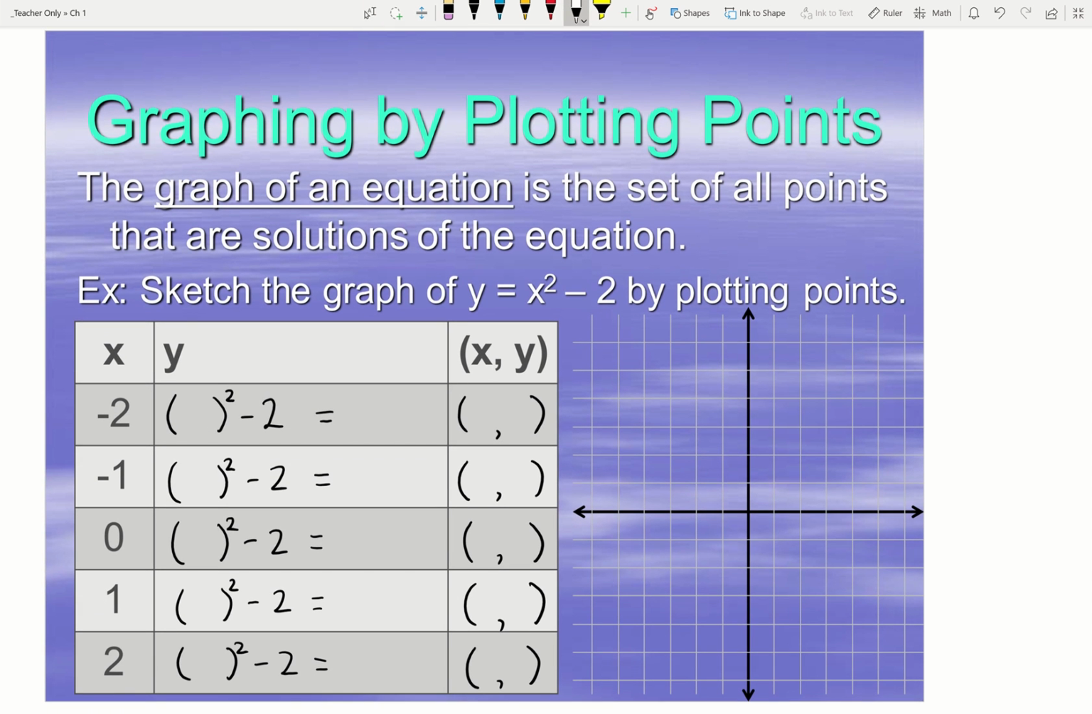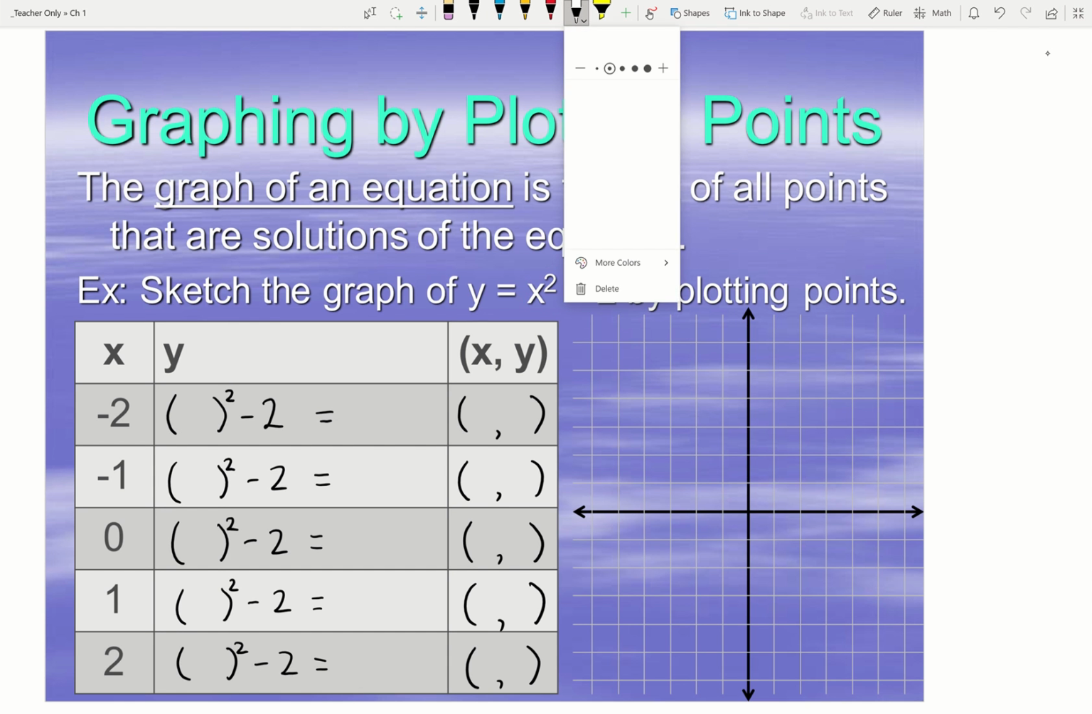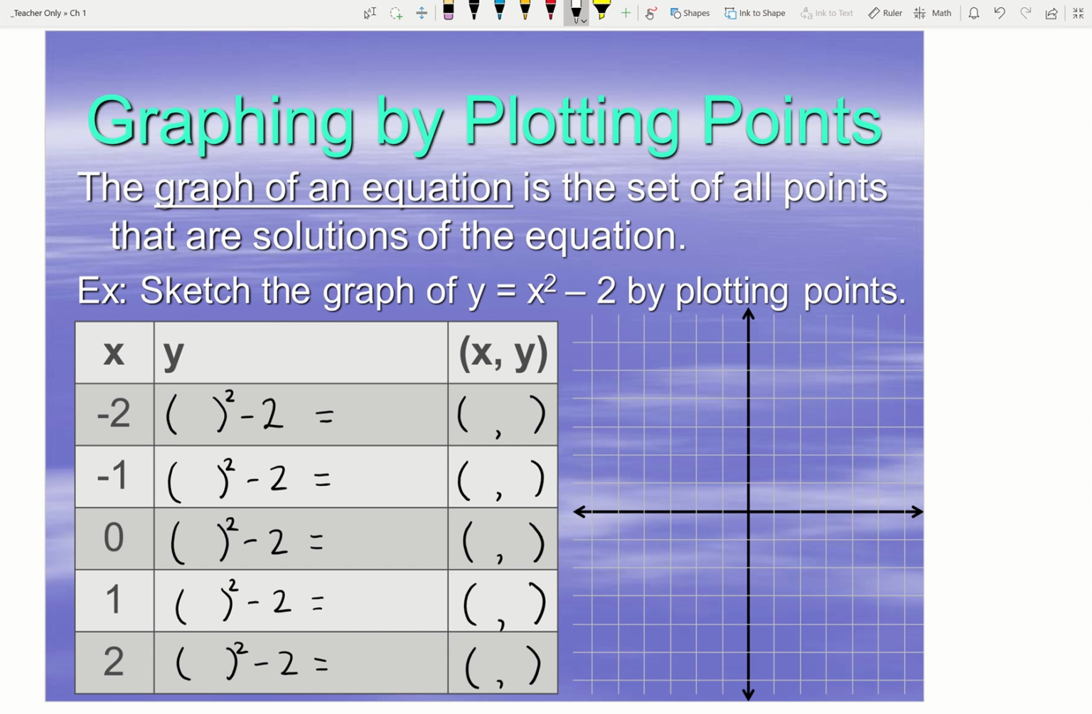A graph of an equation, it says here, is the set of all points that are solutions of the equation. Okay, and so you guys have seen this idea plenty of times in your algebra classes. So for example, if we have an example here that says sketch the graph of y equals x squared minus 2 by plotting points, then we could just set up a quick table like this, and the way that we get our y value is we have this formula that deals with x right here. So this says to take your x input and square it and then subtract 2, which is what I have set up for us ready to go right here.